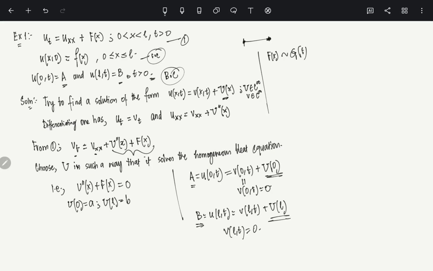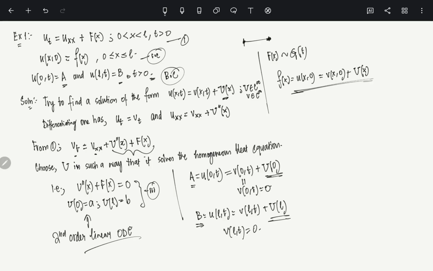And of course there is another condition, the initial condition. What does it say? It says that f of x is u of x,0, and that will be v of x,0 plus, at t equals 0, capital U of x. So this is another initial condition. Let's call this 3. Now this is a second order linear ODE essentially. There is nothing to do with PDE, and of course we can solve it. This is very easy to solve. Let me write it down.